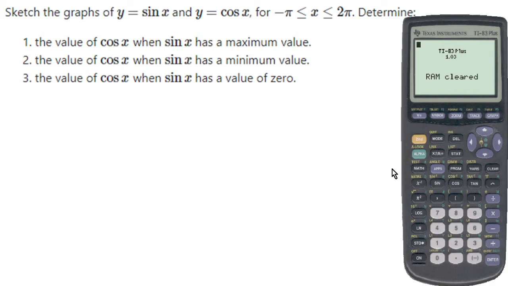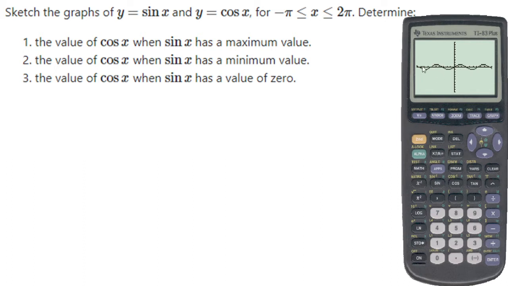Before we start, we want to make sure that we're using the calculator in radian mode. If you reset your calculator, which is what I just did here, it will revert to radian mode. But if it's set to degrees, you would have to change it to radian. So let's start by graphing sine of x. Now if I graph this, here's my sine function.